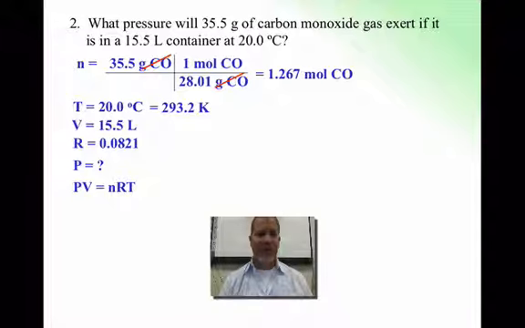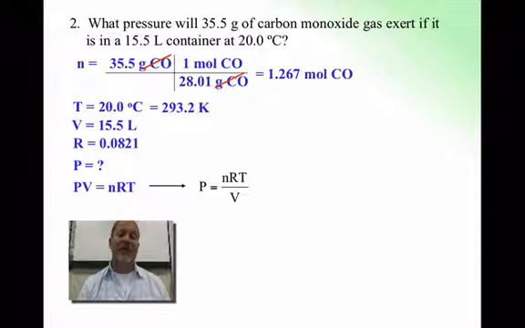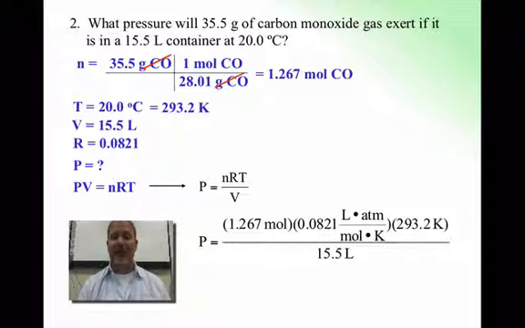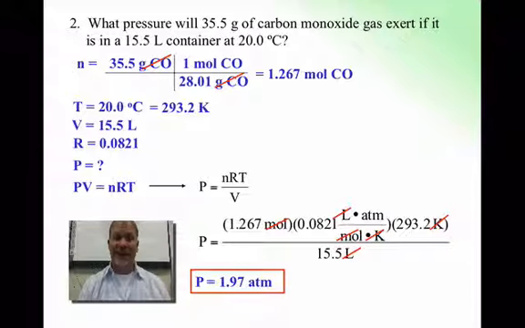Again, a simple pre-algebra step. Now you want to isolate P, so you divide both sides by V. Now pressure equals nRT divided by volume. You already have the units set up perfectly, so you just plug them in. Your moles cancel out, your Kelvin cancel out, and your liters cancel out, and you end up in atm with 3 sig figs. Your answer is 1.97 atm.